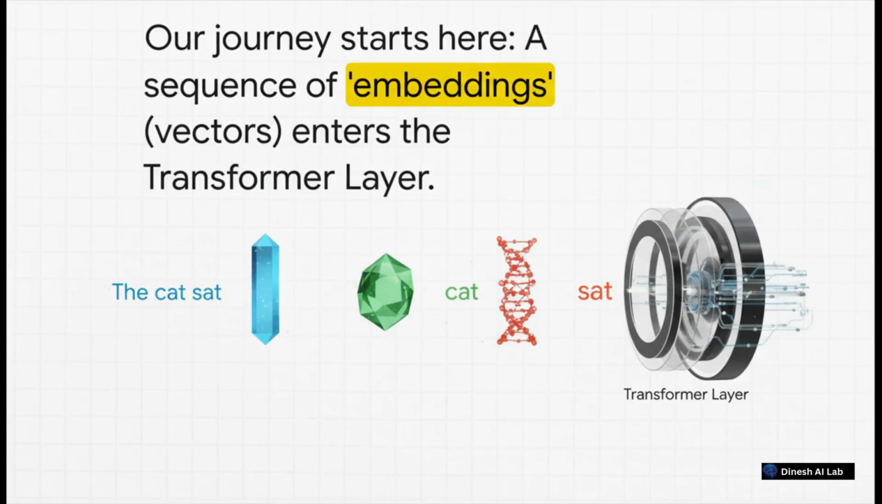So, let's imagine our input is a simple sentence like, "The cat sat." By the time it gets here, it's not made of words anymore. Nope, it's a sequence of vectors, these embeddings we just mentioned. Each vector holds the basic, dictionary-like meaning of its token. This is the raw material our layer is going to work with.